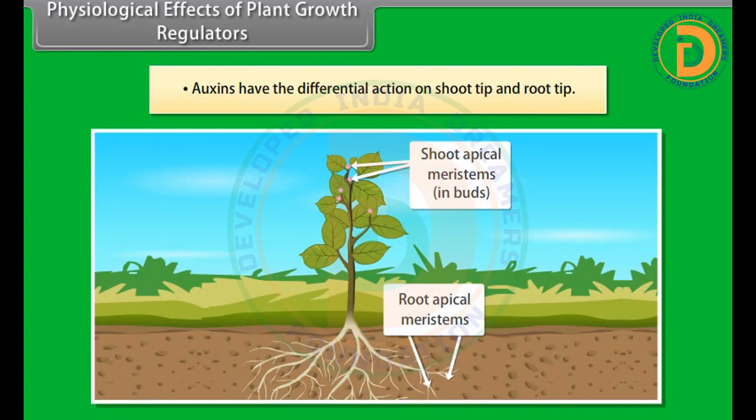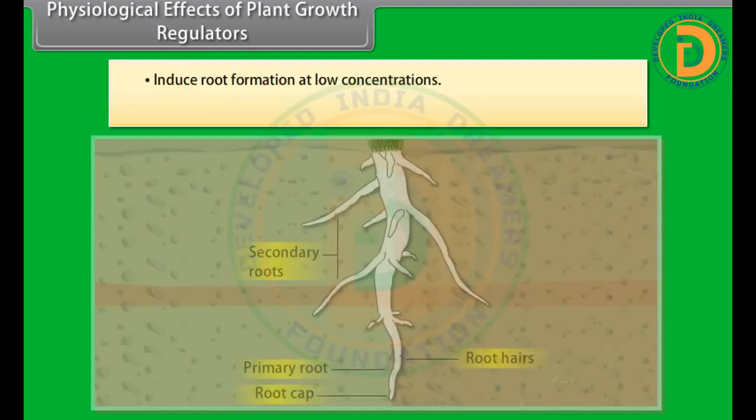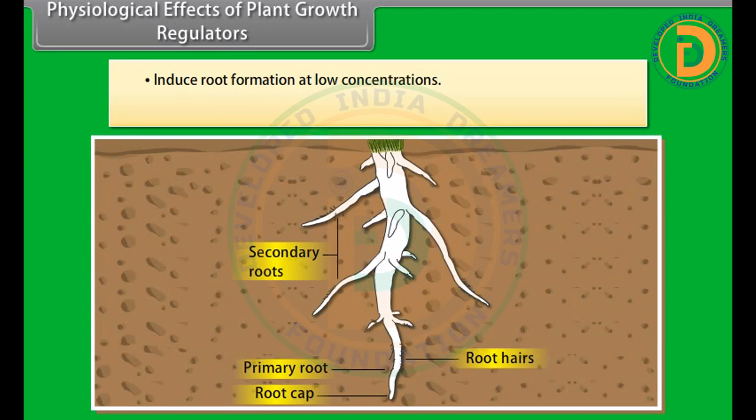Auxins have a differential action on shoot tip and root tip. They induce root formation at low concentrations. They also prevent leaf fall by suppressing the formation of the abscission layer.